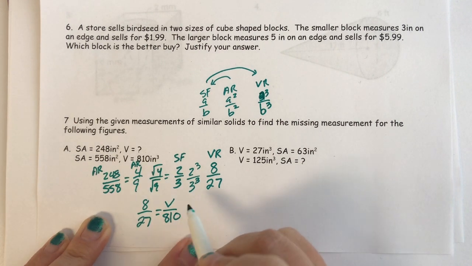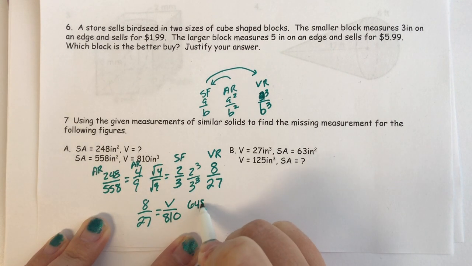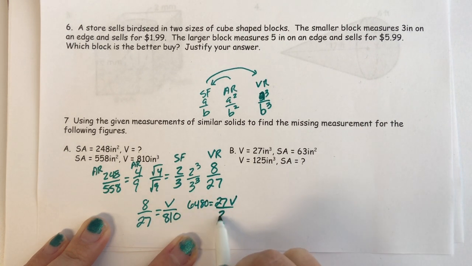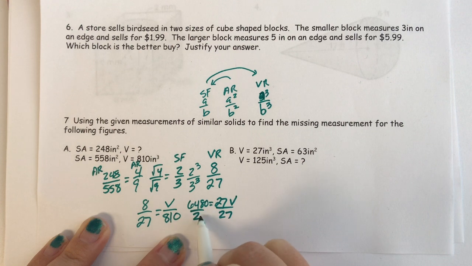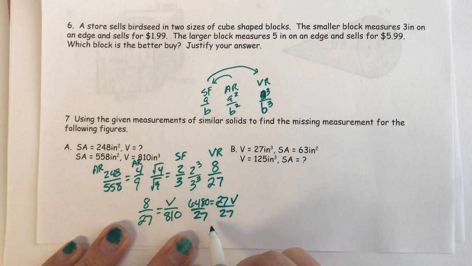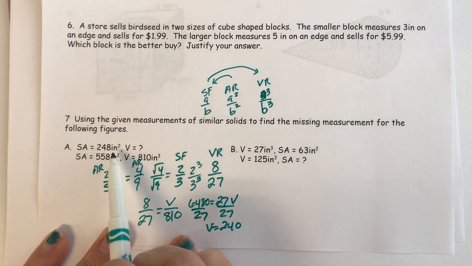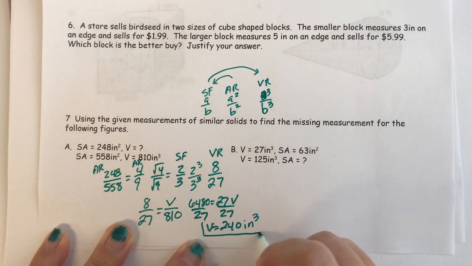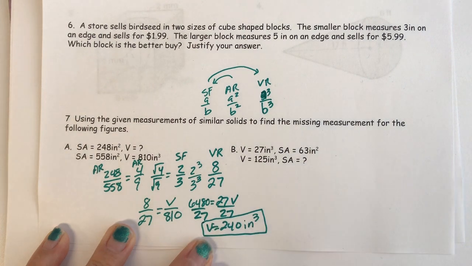So 810 times 8, 27 times V, divide by 27, and you get 240. And look at what your units were. That was inches squared, so this will be inches cubed for the volume that we need.